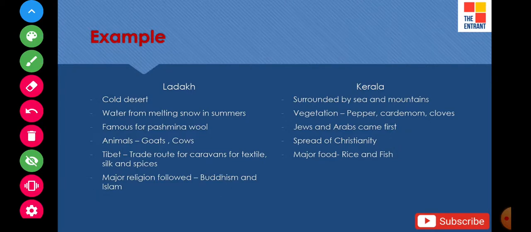On the other hand, we are talking about Kerala, which is surrounded by the sea on the one side and mountains on the other. The vegetation we see are pepper, cardamom, and cloves. The first foreigners to visit Kerala were Jews and Arabs, who brought Christianity along with them and spread it in the region. The major foods here are rice and fish. So now you know how different regions influence diversity.